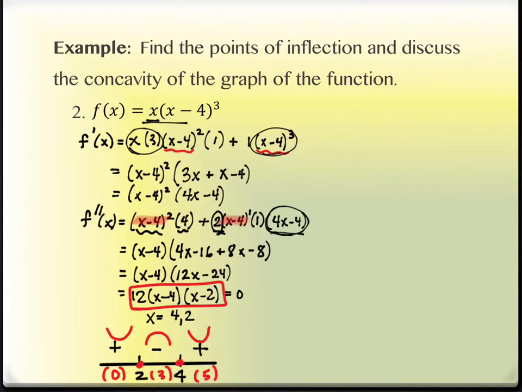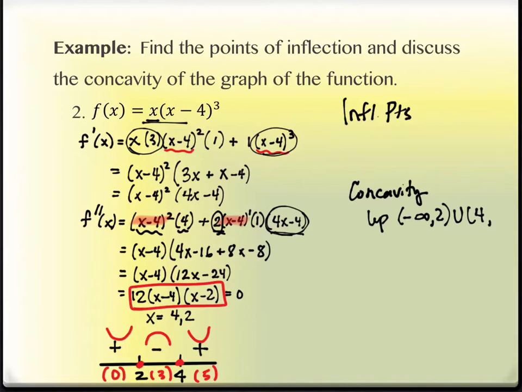So this asked me for 2 things. It asked me about inflection points, and it asked me about concavity. I can answer the concavity directly because I already have a sign chart that answers it for me. So concavity, it's concave up on the positive pieces, so from negative infinity to 2. And then it stops, jumps over here to 4, and then from 4 to infinity. And it's concave down between, so from 2 to 4. Is that all right? There's my concavity.